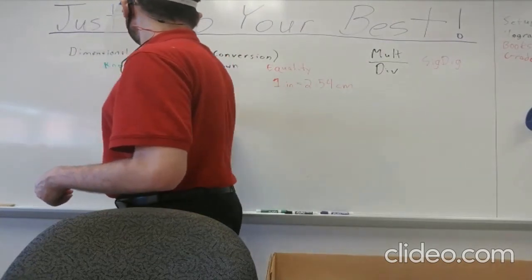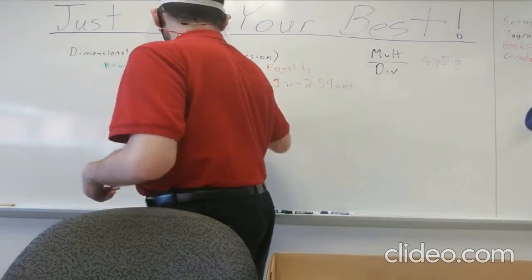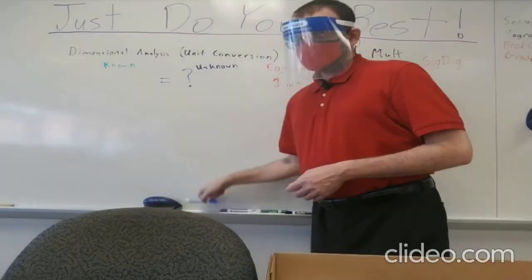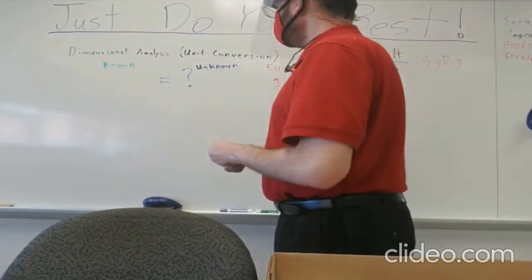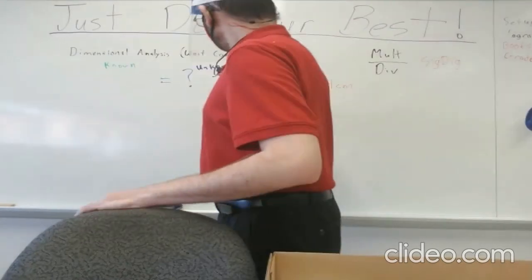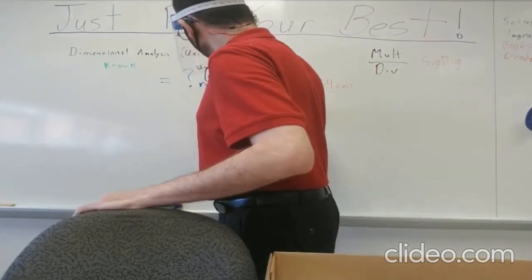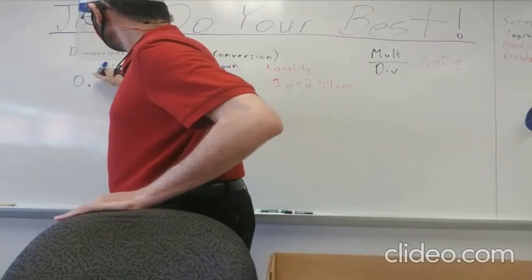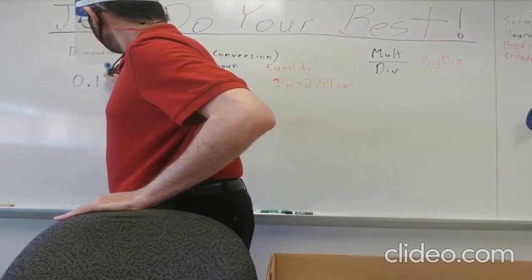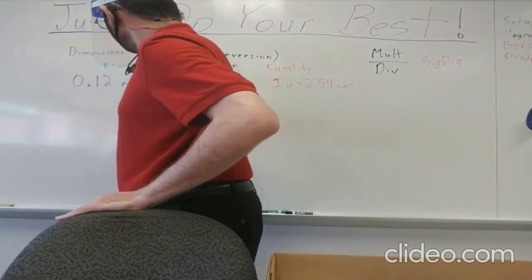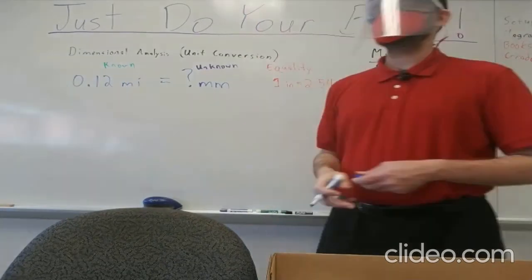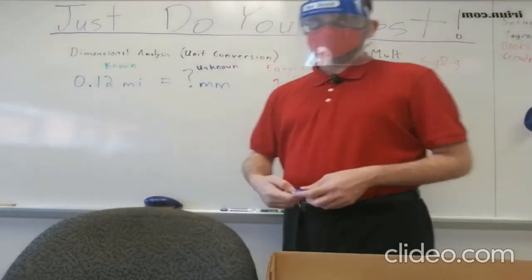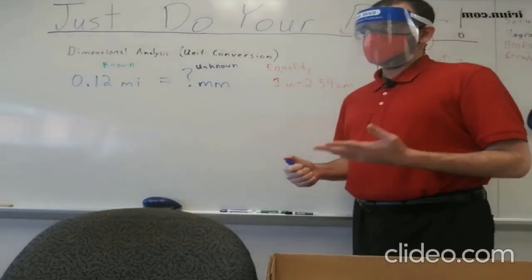So I got my known and my unknown. In this case, for this question, I am going to say, I want to know how many millimeters are in 0.12 miles. So I'm going to go from basically a little over 1/10 of a mile, and I want to know how many millimeters that is. This is definitely not going to be a one-step problem.